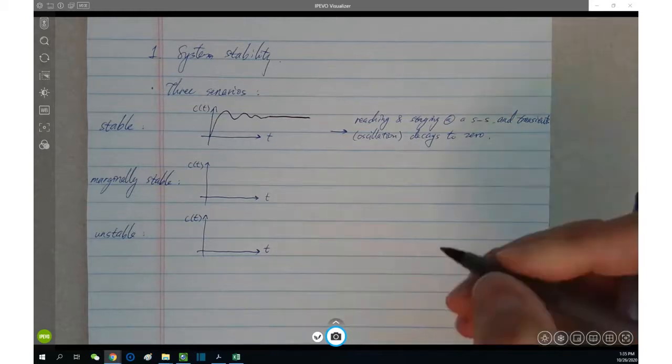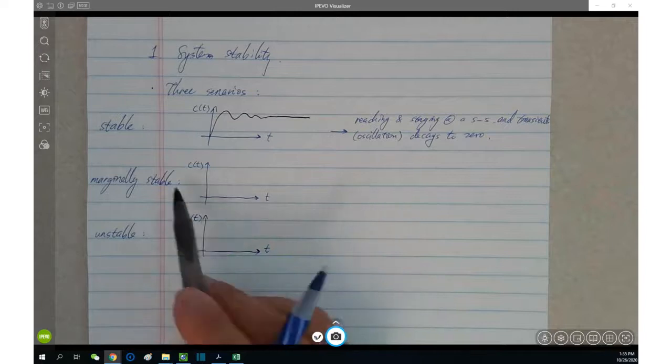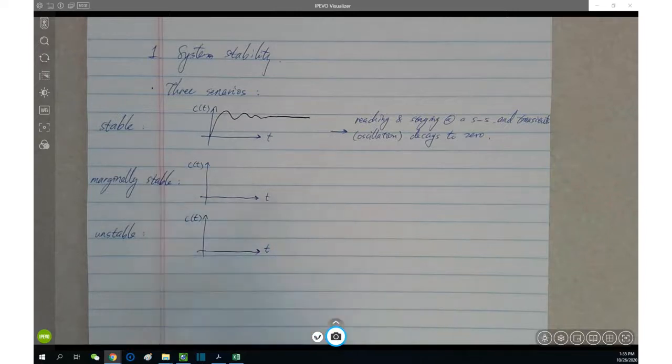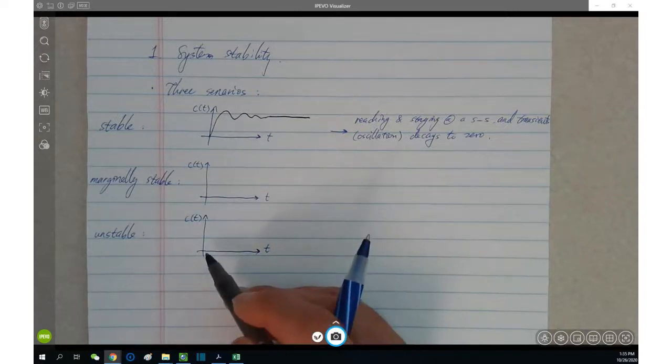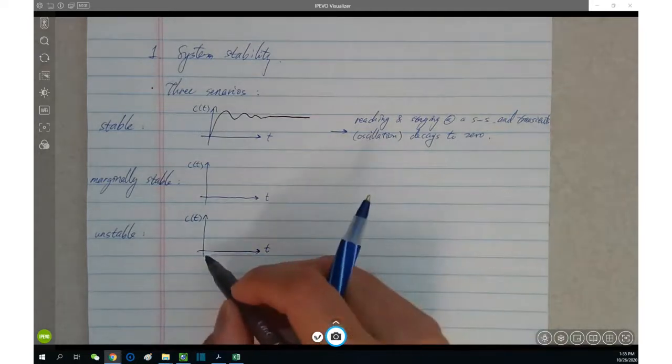Then what is marginally stable? Well, we can skip the second case for a moment to take a look at what the third, unstable, system output looks like first, right? What does it look like?